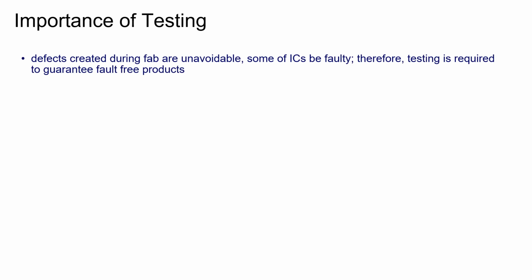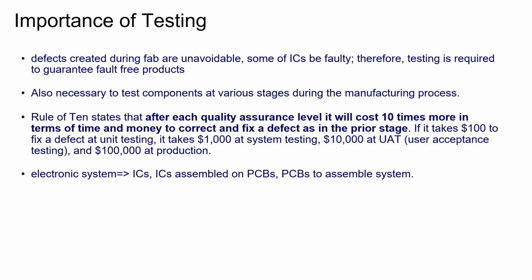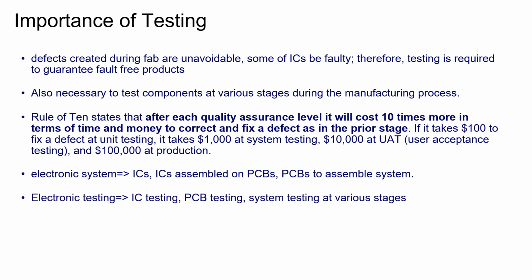Continuation with the importance of testing. In the last class, we saw a few items about how faults are unavoidable and why they need to be tested, and what the impact of cost on testing is as the design progresses further in the life cycle. And we saw what an electronic system is. It is basically chips assembled on PCBs, and PCBs assembled together as a system. That's a system.